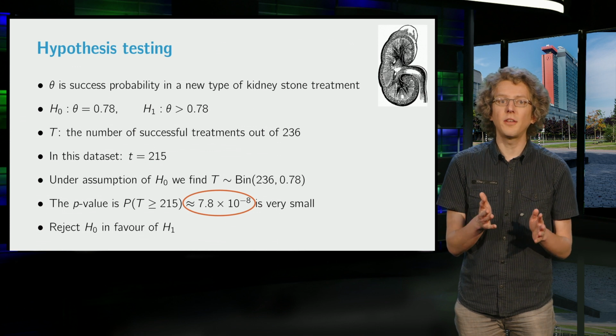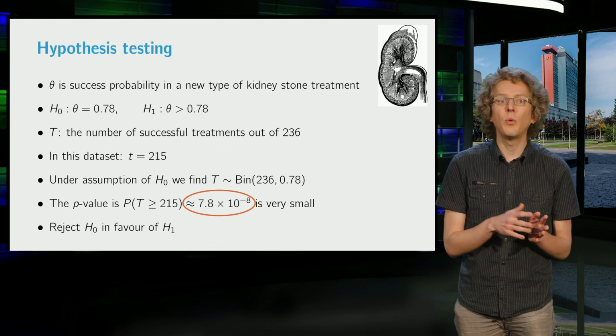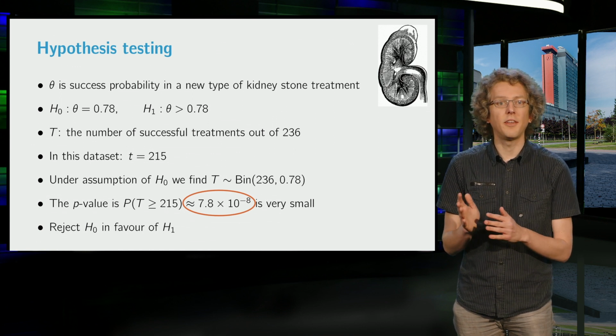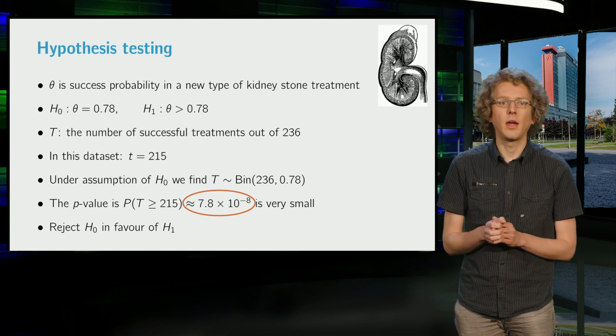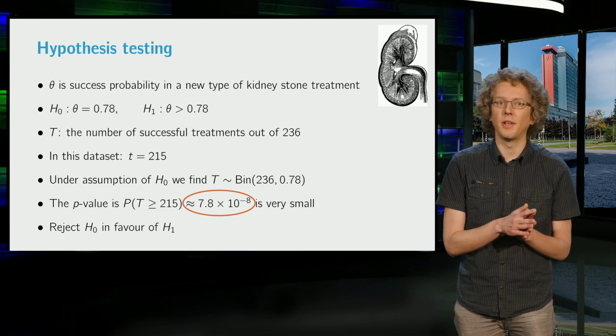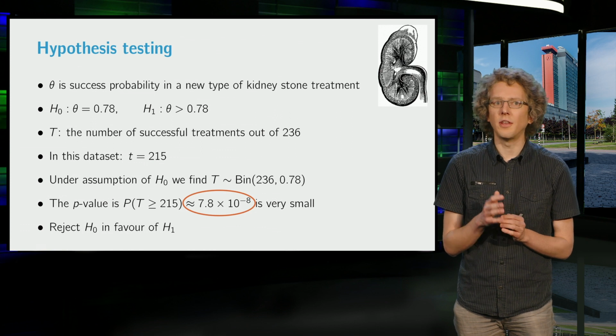So this means that if the null hypothesis is true, we have about a 1 in 10 million probability of making a type 1 error. Now, sometimes you want to have an upper bound for this type 1 error probability. Let's consider this in the following example.